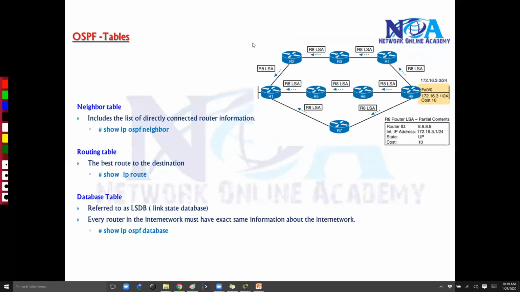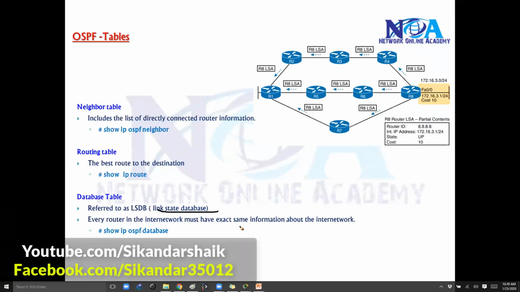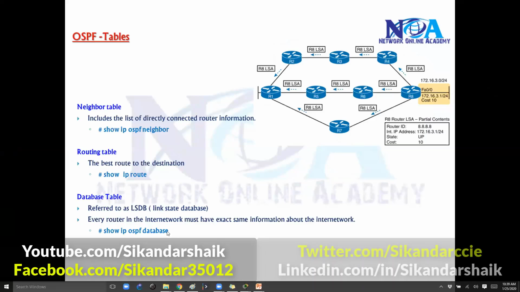But whereas the database table, as I said, is also referred to as the link state database, and every router in the network must have the same database, or the same number of advertisements received by the router. And we can verify that by using show ip ospf database.